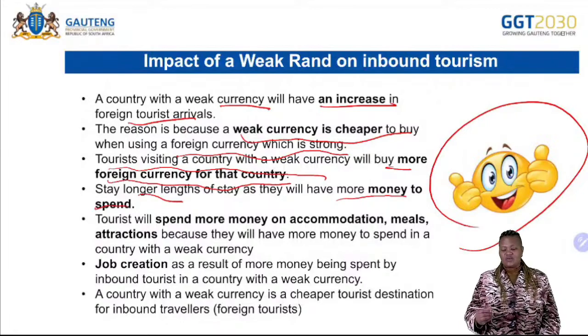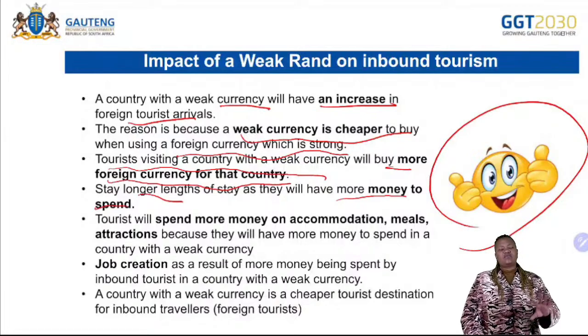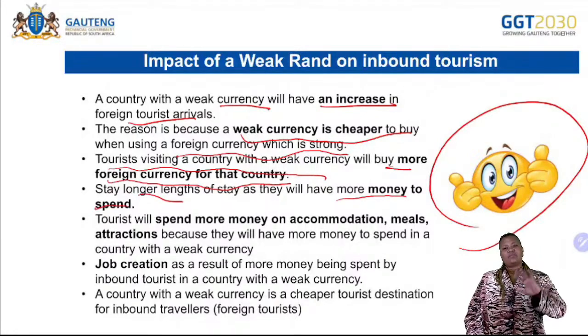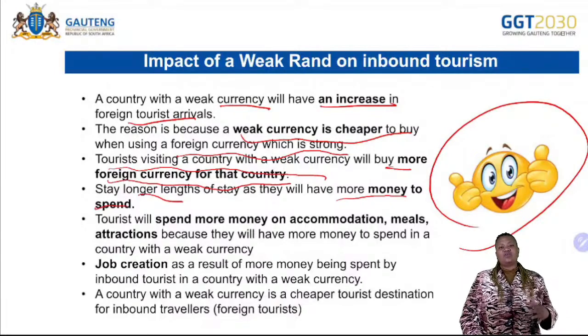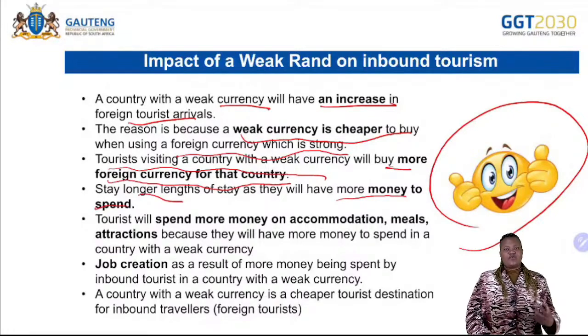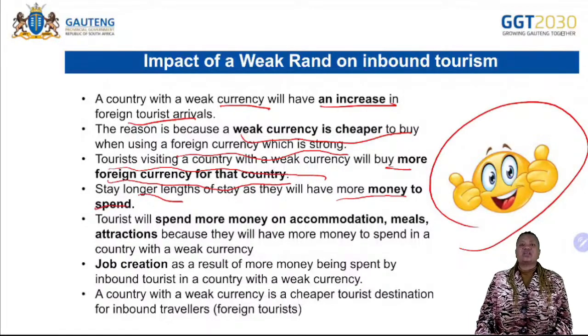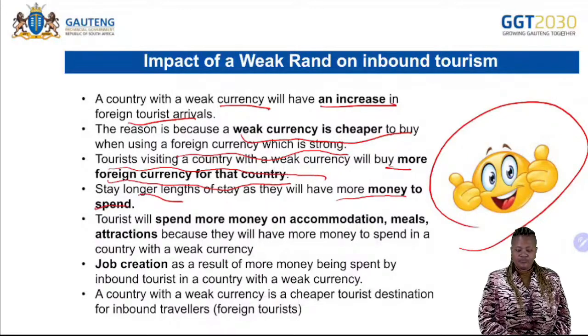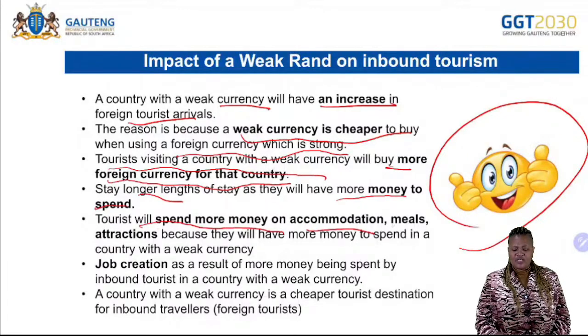Please remember that, because this sometimes comes as a paragraph question where you need to distinguish the different impacts of the strong rand and the weak rand on inbound tourism. So you should be able to discuss these thoroughly. These pointers on these slides are very important for you to grasp in order to answer the paragraph type of questions when it comes to foreign exchange. Tourists will spend more money on accommodation, meals, and attractions because they'll have more money to spend in a country with a weak currency.